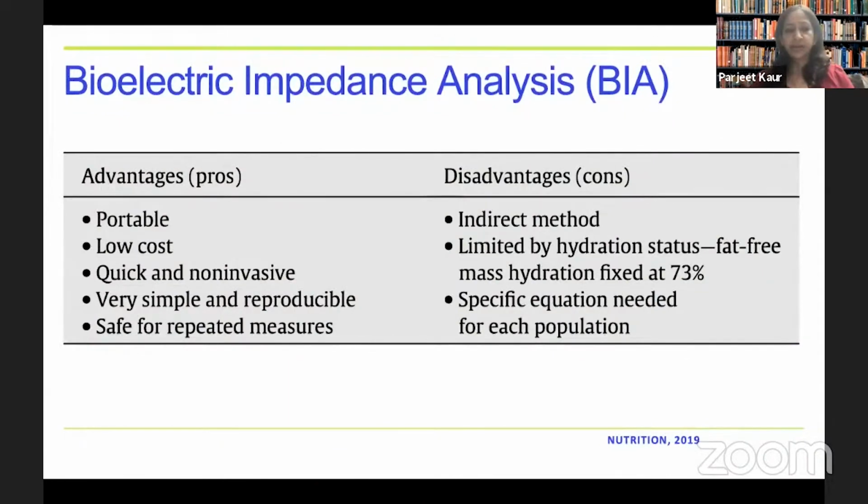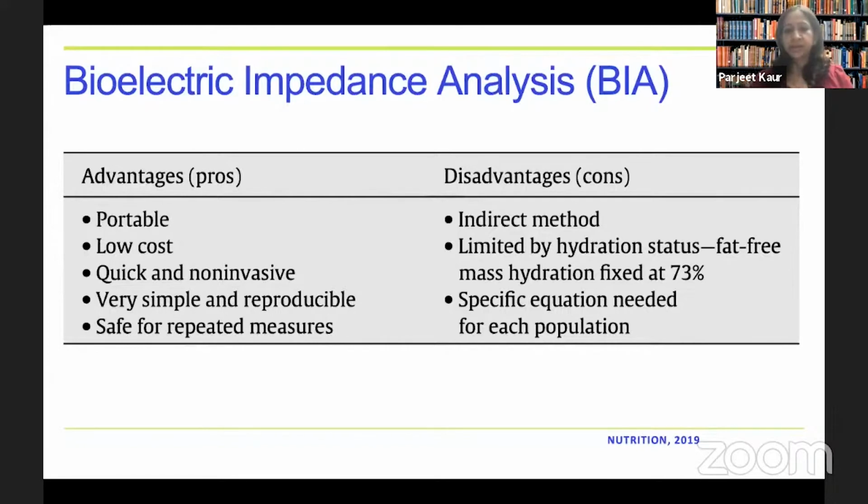Advantages of BIA, of course, it is portable. So that is the wonderful advantage, that you can use it in field studies as well. Very low cost, quick and non-invasive, very simple and reproducible. So reproducibility is one good thing, that if you want to follow up a patient for a specific intervention, that can be done easily with the BIA. The reproducibility is good, safe for repeated procedures.